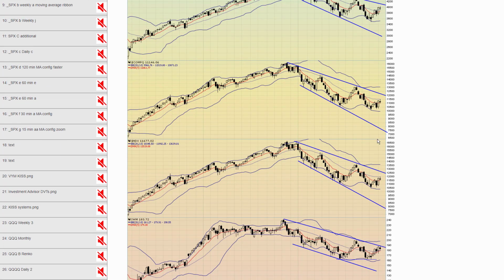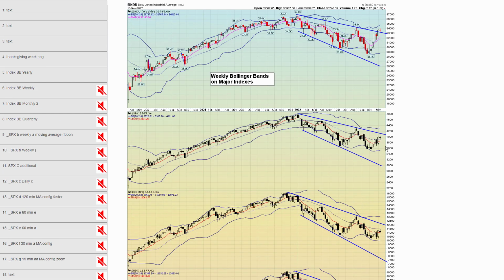The Russell at the very bottom is actually testing it, but still a little ways to go for the S&P and the Nasdaq. On a further market rally, that's the next major target. Next.